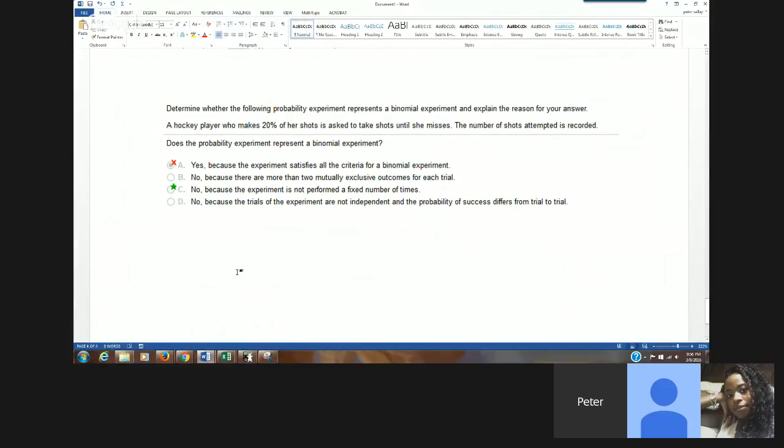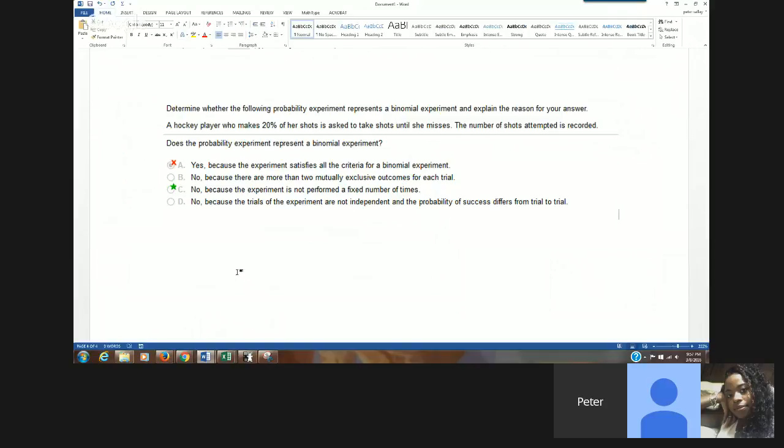What's the theory question? Determine if this is binomial or not. A hockey player makes 20% of her shots, and is asked to take shots until she misses. The number of shots attempted is recorded. Okay, that's not binomial. In order for it to be binomial, there has to be a fixed number of trials.